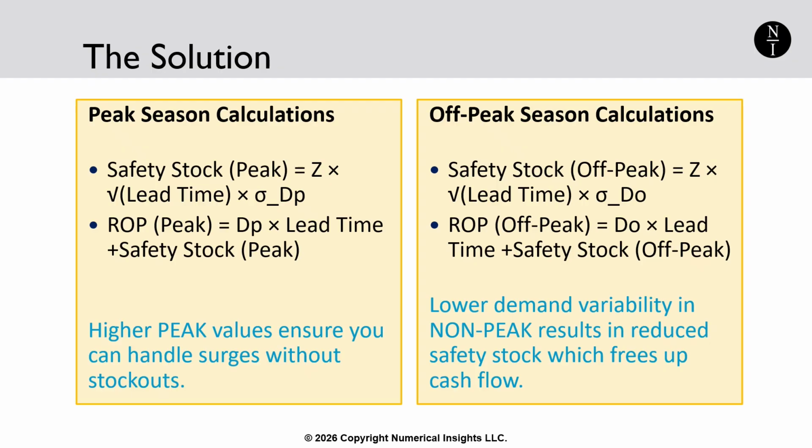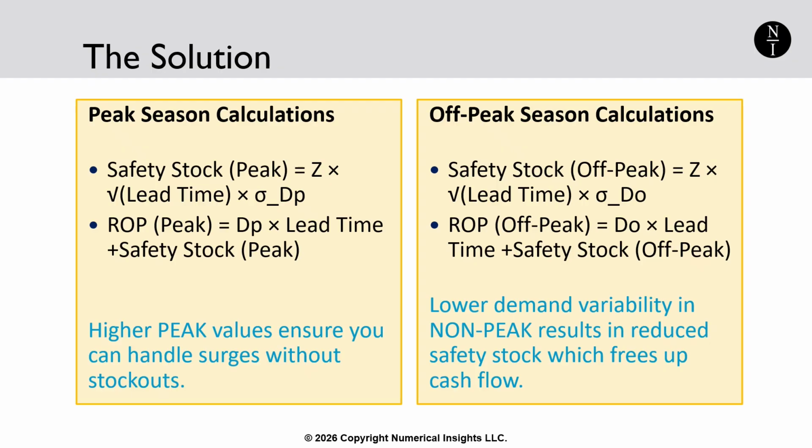First, we have data segmentation. Divide your historical sales data into peak and off-peak periods. For peak, calculate the average daily demand and standard deviation. During peak demand, these higher values ensure that you can handle surges without stockouts. The safety stock and reorder point values will be higher, which will drive higher levels of stock and ordering earlier.